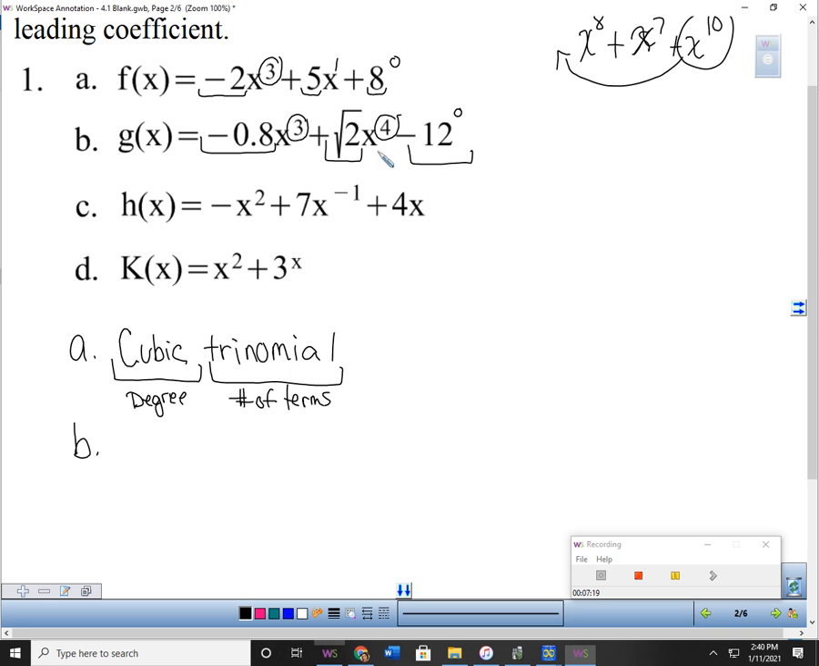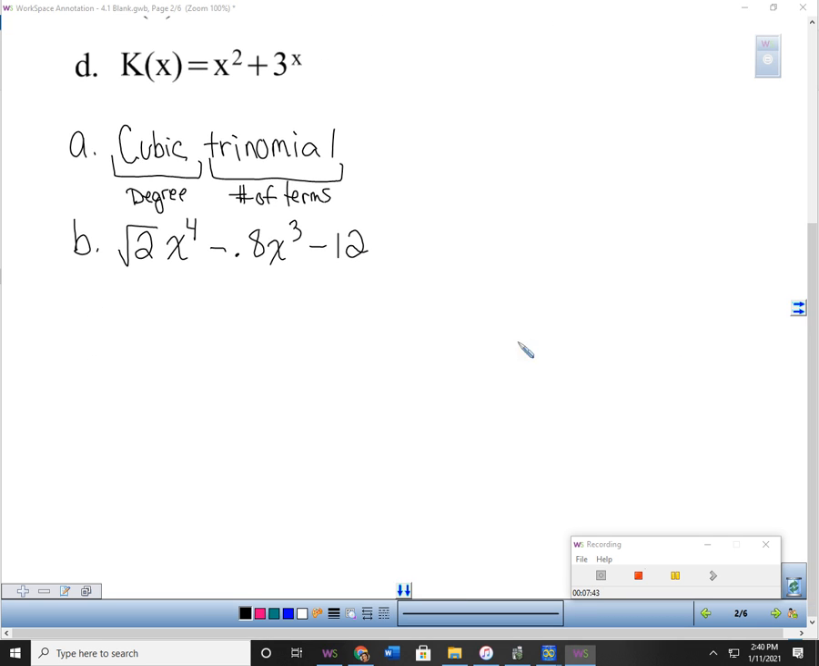So I'm going to move the term that has the degree of 4 to the front. So I have square root of 2x to the 4th. After that, I would need the one that is the degree of 3, so -0.8x to the 3rd, and then my -12 at the back. So now that I've ordered it, what's the degree of this polynomial? 4. Do we have a special name for a 4th degree? Quartic, right? All right, so it's a quartic. And then how many terms do you have? We have 3 terms, and that's called a trinomial.